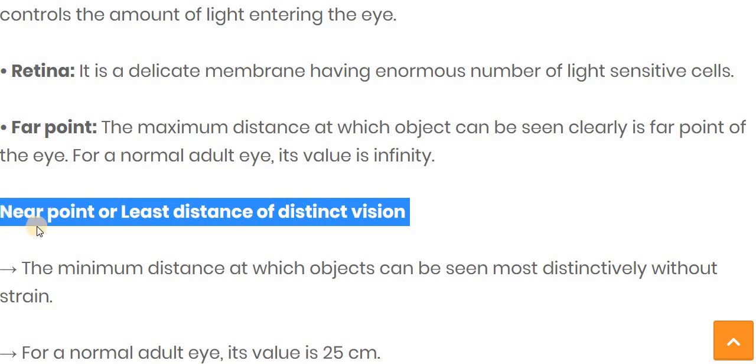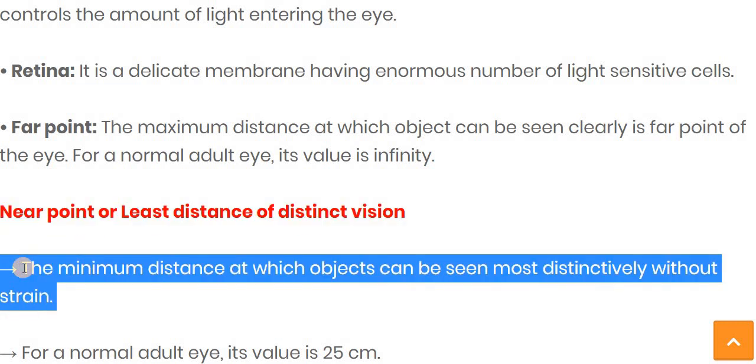The other name of near point is the least distance of distinct vision. The minimum distance at which an object can be seen most distinctly without strain is considered the near point. It means the minimum distance at which you are able to see the object from the eyes. That point is considered the near point.